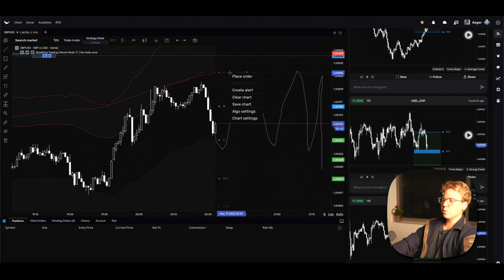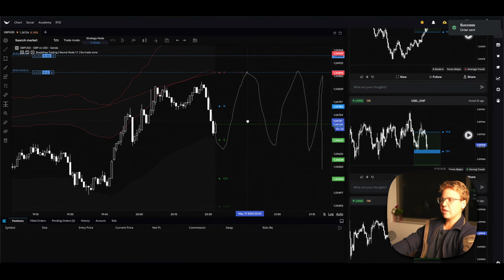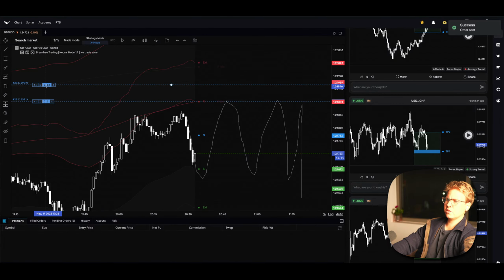And what we'll do now is we'll place more sell entries up here. So if the market comes back up, we're ready to sell it again. And we're gonna move this other one a little bit up here.